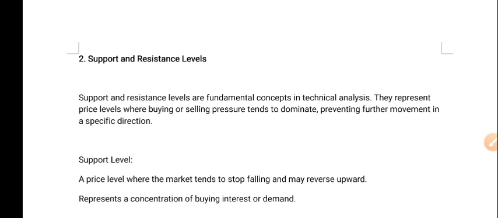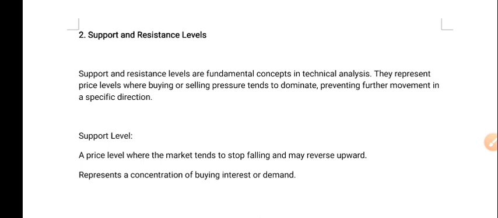Now we go to the support and resistance level. This is another tool to identify in technical analysis. So what is support and resistance? Support and resistance levels are fundamental concepts in technical analysis. They represent price levels where buying or selling pressure tends to dominate, preventing further movement in a specific direction.